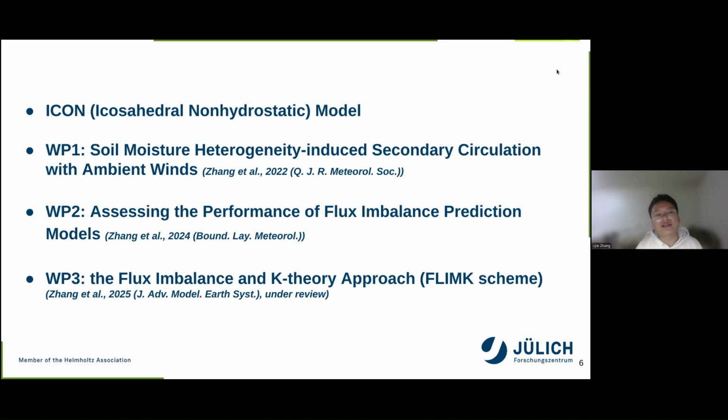The first one is how soil moisture heterogeneities induce secondary circulations with ambient winds, which has been published in the Quarterly Journal of the Royal Meteorological Society. The second work package is to assess the different flux imbalance prediction models. The third is, if we can use these models, can we improve the representation of the heat fluxes in the Earth system models?